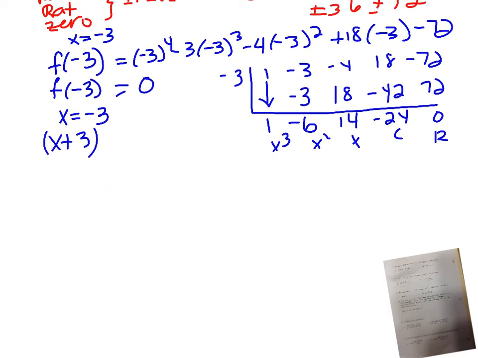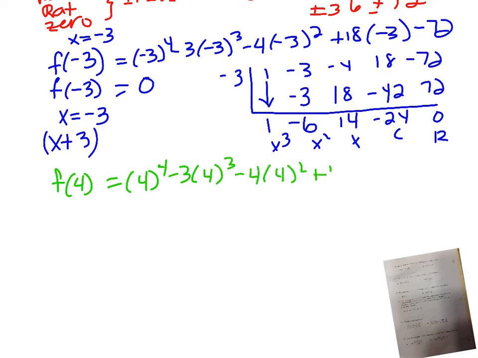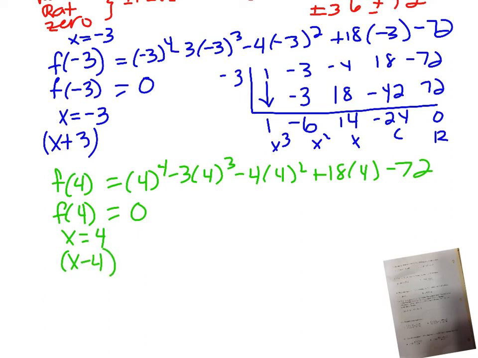So I need to look again to see where else this could possibly cross the x-axis. And it looks like at 4. So I'll plug in 4. Let's see if we get 0. So it's 4 to the fourth minus 3 times 4 cubed minus 4 times 4 squared plus 18 times 4 minus 72. All right, and then we plug it in a calculator, and yes, I get 0. So x equals 4 is a zero. So that means my factor is x minus 4.